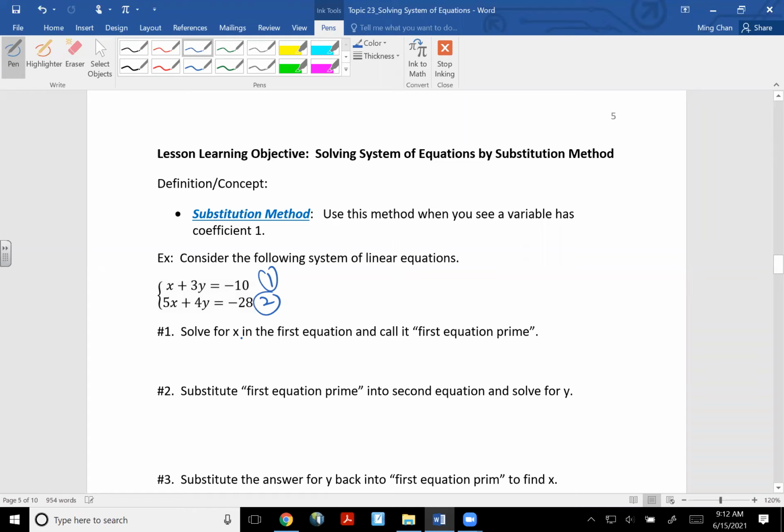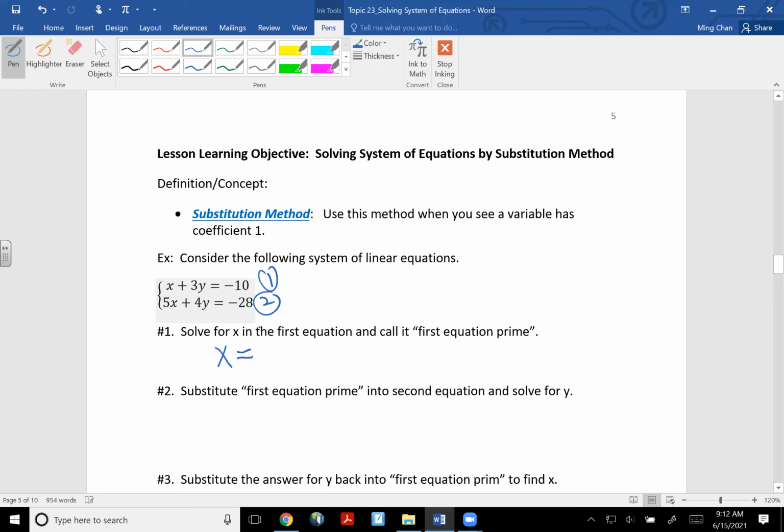So solve for x, right? If that coefficient is 1, that's what you solve for. Solve for x in the first equation and call that equation first equation prime. So I'm not solving for y. I'm not doing it by graphing. I don't need to solve for y. Right now I'm using the substitution method. So whoever has a coefficient of 1, that's the variable I'm solving for. So I'm going to move my 3y over.